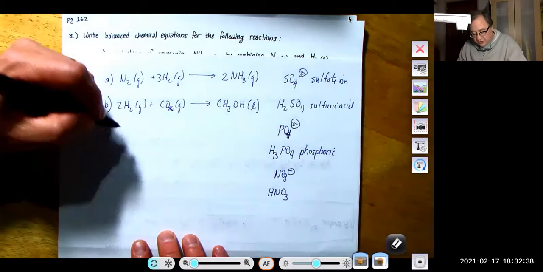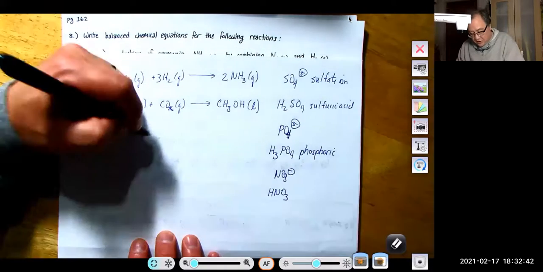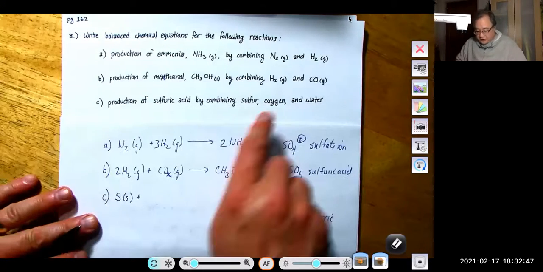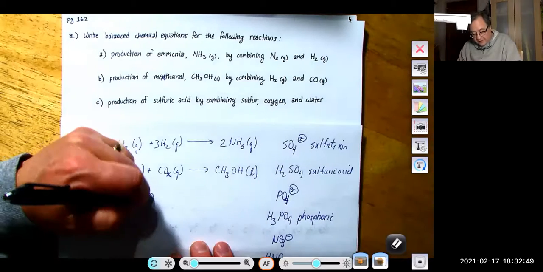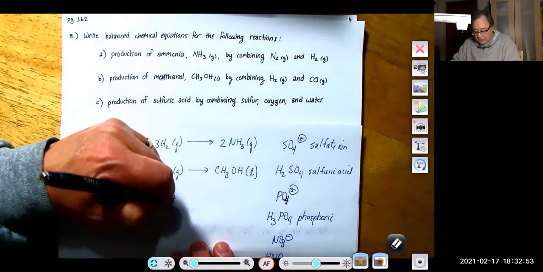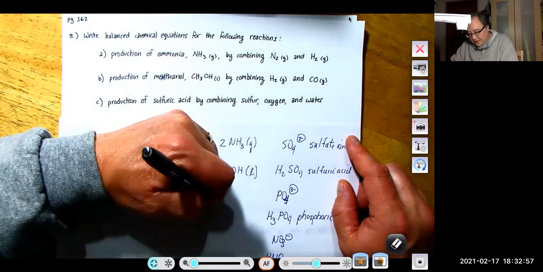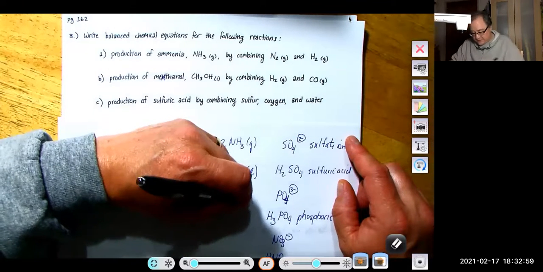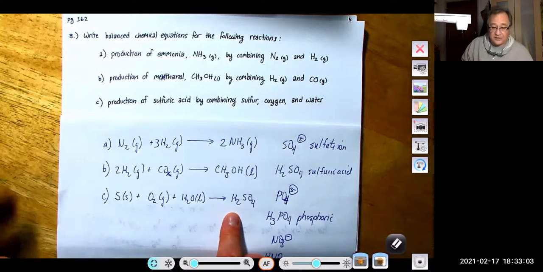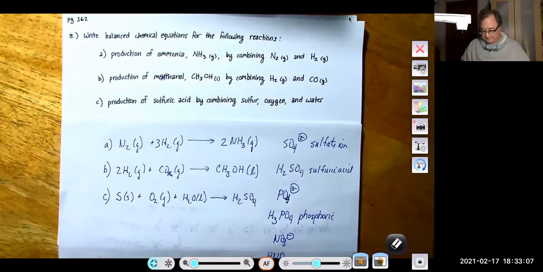So we're going to take sulfur, which we know is a solid at room temp. We're going to take oxygen, which we know is a gas at room temp. And we're going to take water, which we know is H2O liquid at room temp. And we're going to make H2SO4. Now this, you don't have a clue as to whether it's a solid, liquid, or gas at room temp. So we're not going to worry about that.